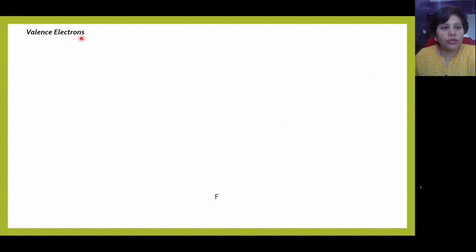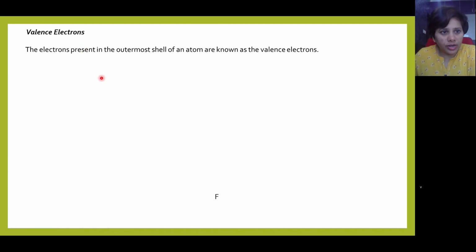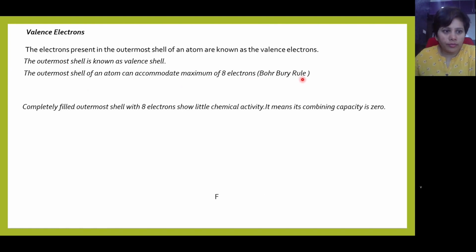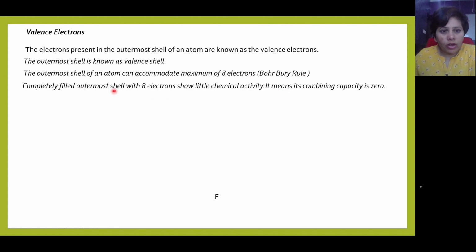Now, valence electrons. The outermost orbit is known as the valence shell, and the electrons present in the outermost shell of an atom are known as valence electrons. The outermost shell of an atom can accommodate a maximum of 8 electrons. This is given by the Bohr-Bury rule. A completely filled outermost shell with 8 electrons shows little chemical activity. It means its combining capacity is 0.